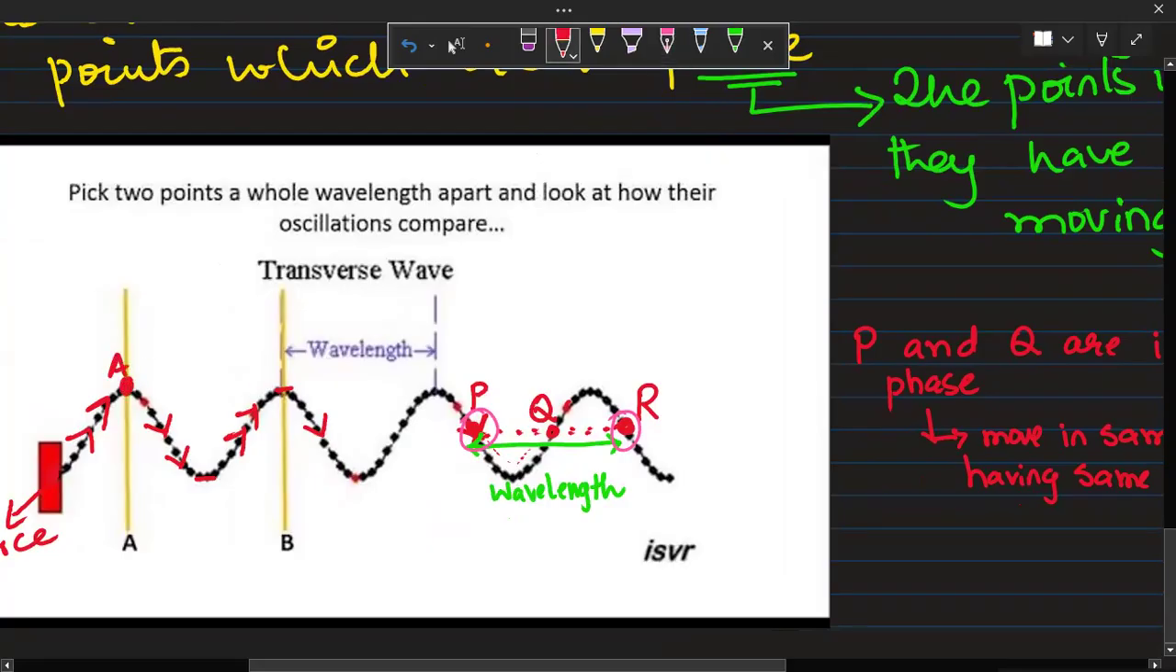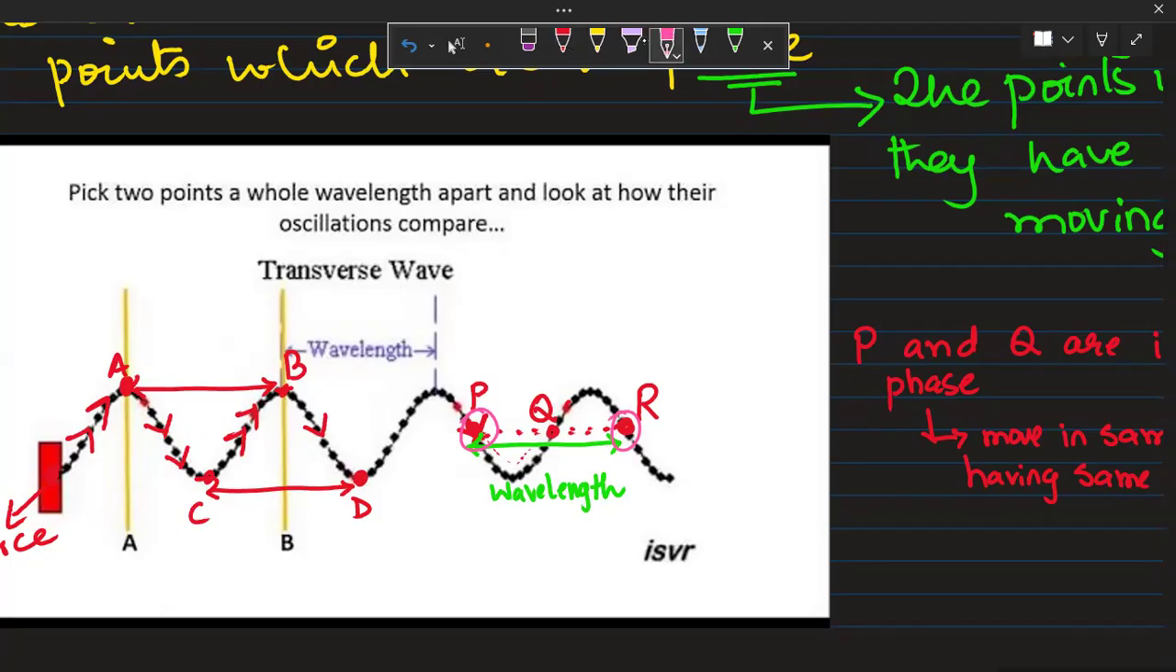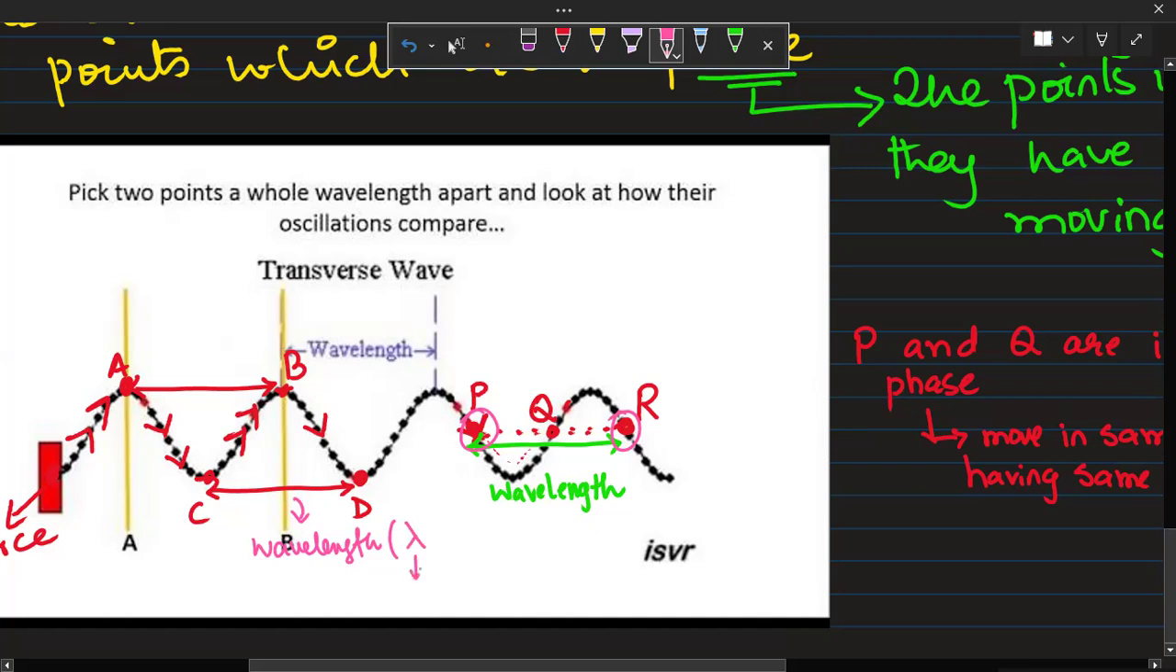Let me call this A, and this B. Is it going to be a wavelength between A and B that I have marked? Yes, because they are in phase. Can I take this one and this one? Let me call these C and D. Are they in phase? Yes. So this is also a wavelength. The wavelength is denoted by the symbol lambda. We call it lambda.